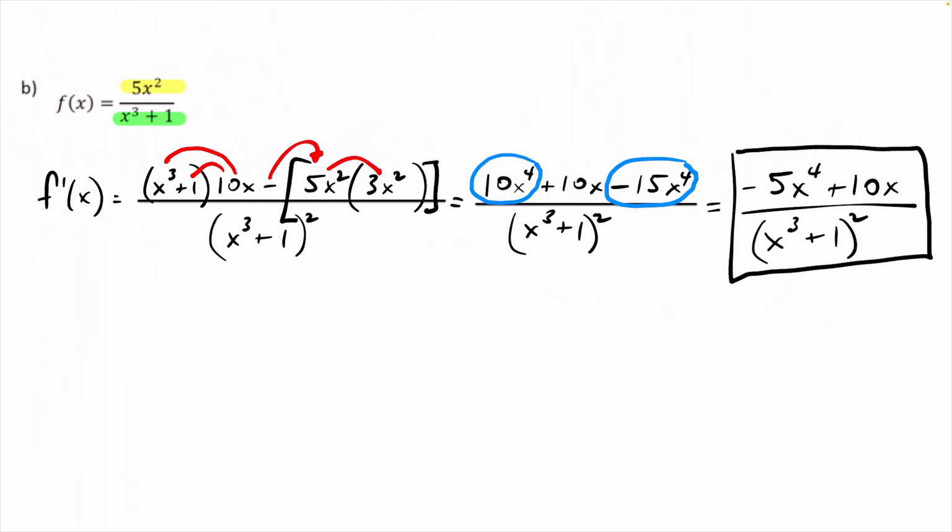Wait, is that as far as I can go? Yes, that's as far as I can go. Because the top, I can factor out a negative 5x. So that would be x cubed minus 2. But that wouldn't cancel out from the bottom because it's an x cubed plus 1. So you can do it, but there's no point to it. Okay.